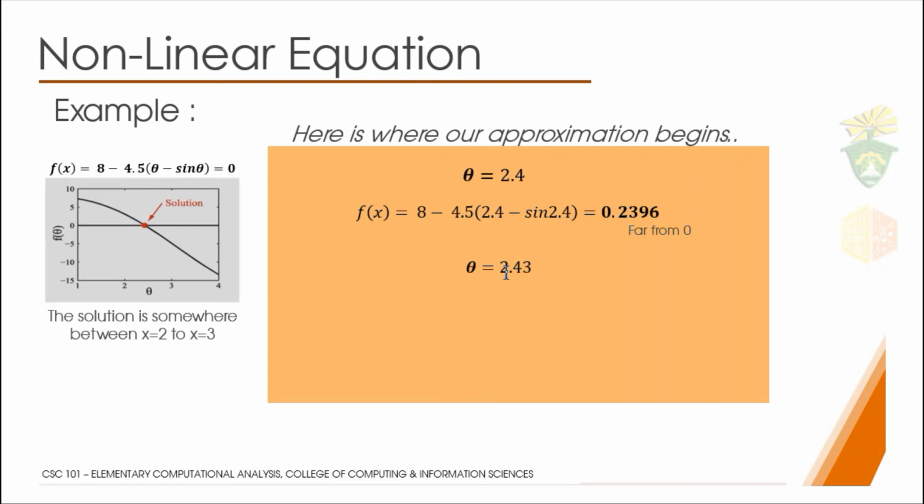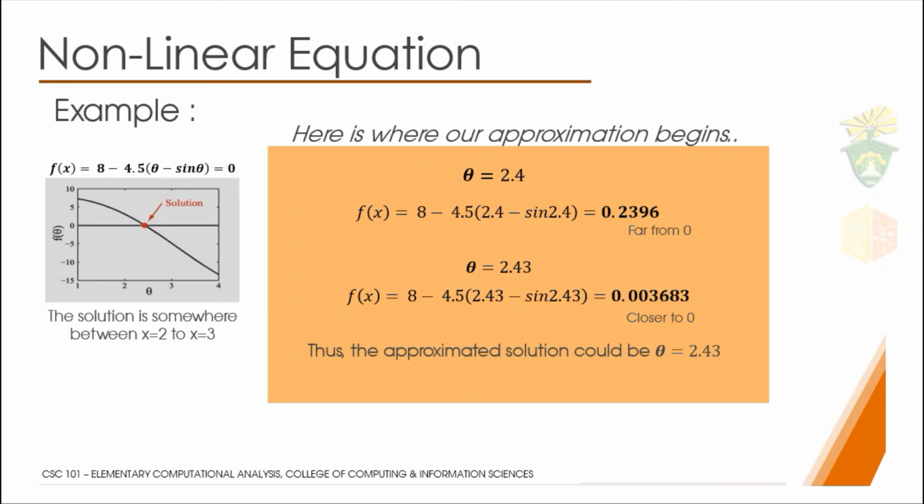So we select theta as 2.43, and let's try to solve that in the equation. As you can see, we have 0.003683, which is much closer to 0 than the previous solution that we have. Since this solution is much closer to 0, we can safely approximate the solution to be theta equals 2.43.